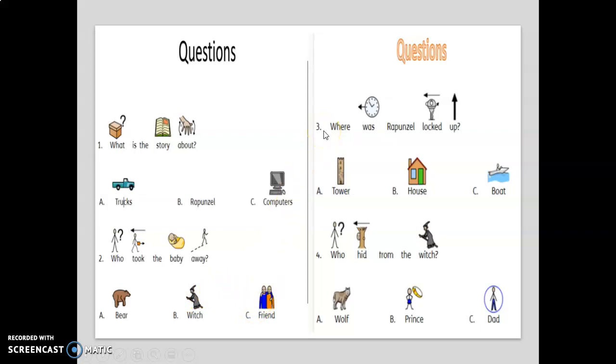Question number 3. Where was Rapunzel locked up? Is it A, tower, B, house, or C, boat? Number 4. Who hid from the witch? Is it A, a wolf, B, a prince, or C, the dad? Go ahead and circle your answers.